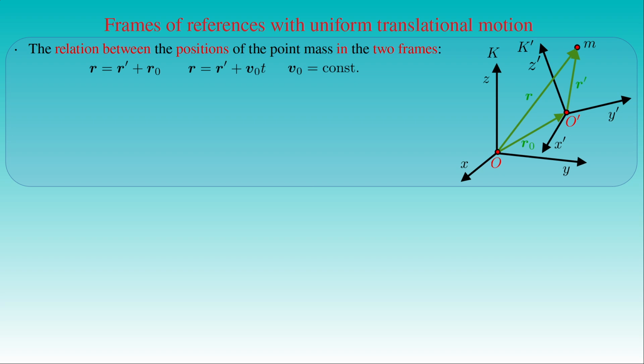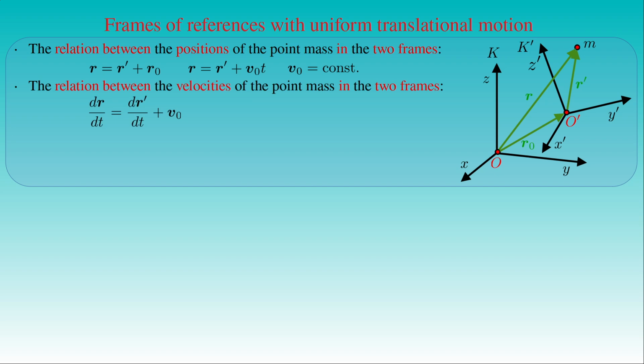v0 is constant. Differentiating these equations with respect to time gives the relation between the velocities measured in the two frames. That is, the derivative of the position vector r with respect to the time t is equal to the sum of the derivative of the position vector r' with respect to the time t and the velocity v0. Or the velocity v of the point mass in K is equal to the vector sum of its velocity v' in K' and the constant translational velocity v0.